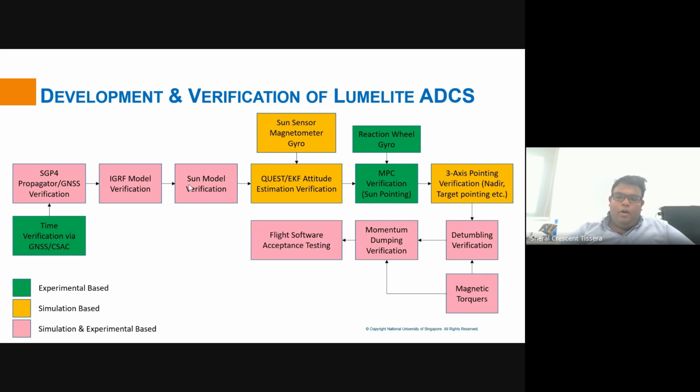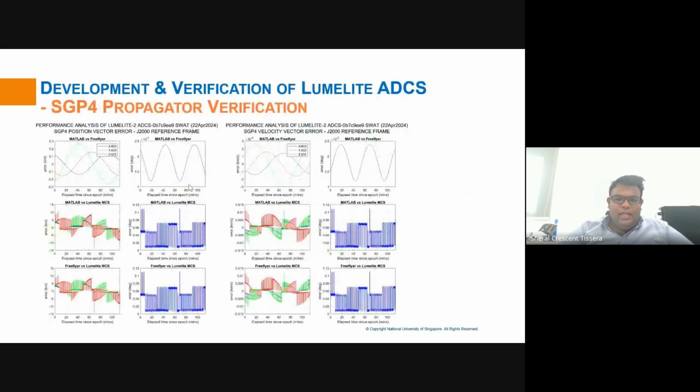Finally, when all the algorithms have been verified, we move on to the flight software acceptance testing, where we will be doing the verification of the complete flight software of the ADCS integrated with all other subsystems of the satellite. With that, we complete the verification of the Lumelite ADCS. Now I'll share some of the results of this verification.